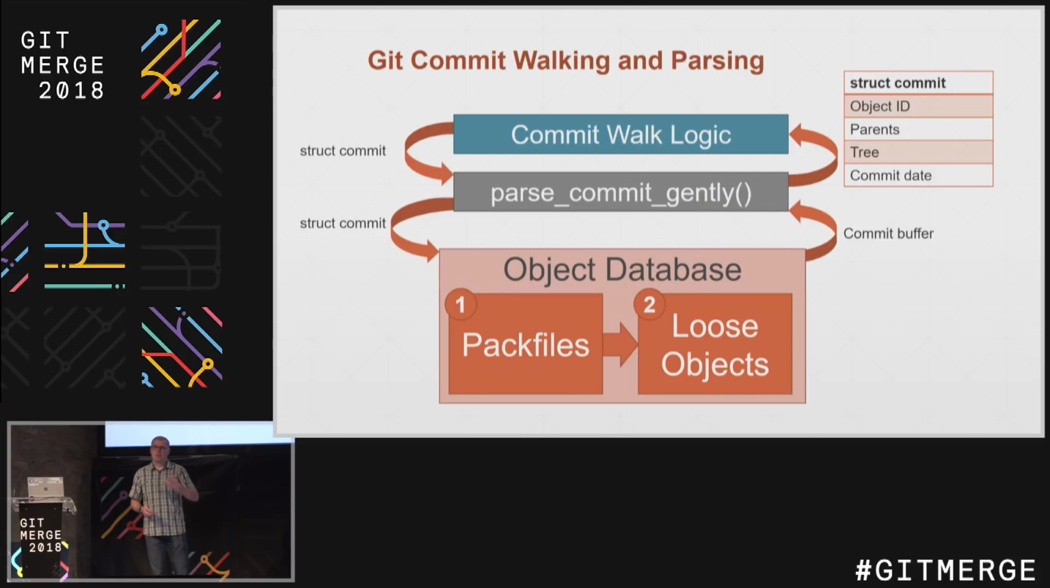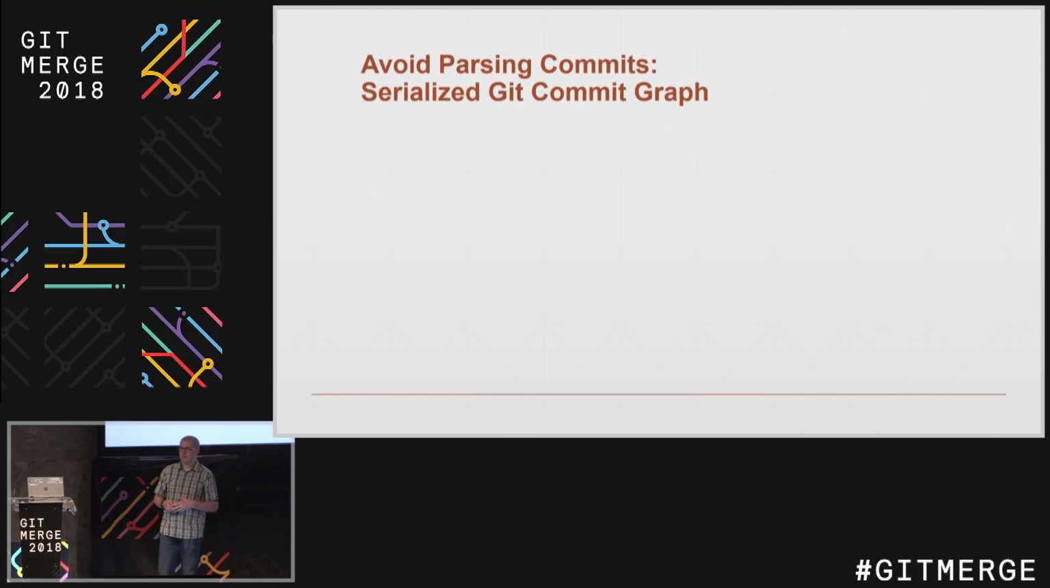Well, maybe if we just said, let's not do this plain text parsing and decompression, let's just get exactly this information that we need, and let's store it in a specialized file. So that's why we built the serialized Git commit graph. This is a very special file, and it's got just 4 basic parts.